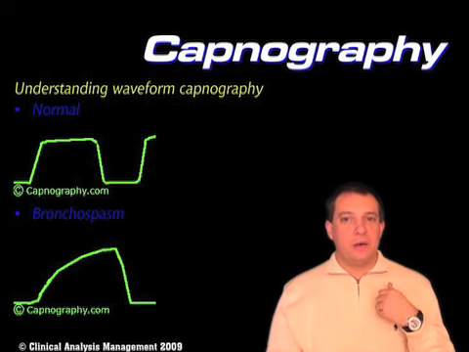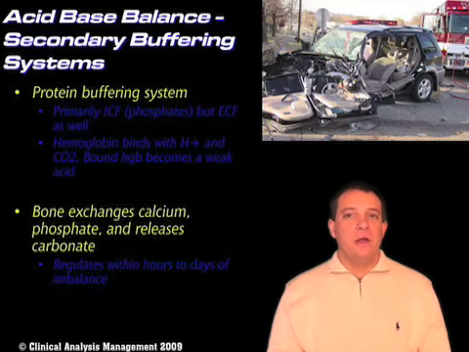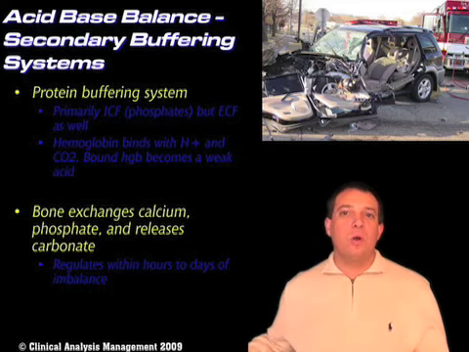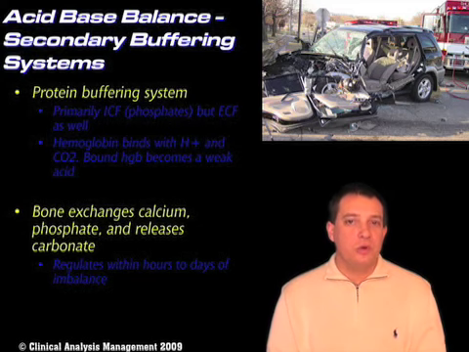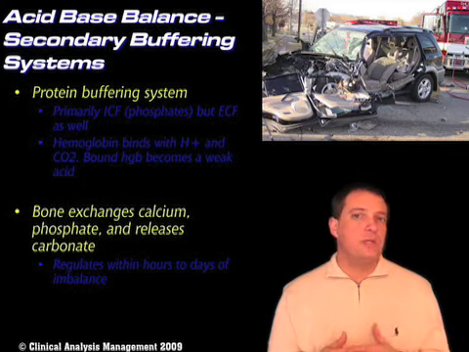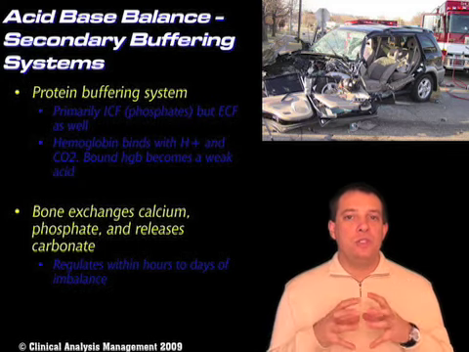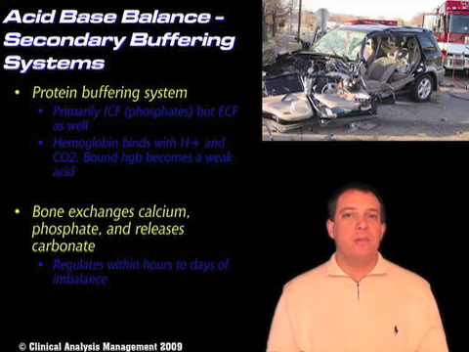Okay, so we've talked about the three primary buffer systems, and we've talked a little bit about capnography. Now let's talk about the other buffer systems that are out there. There's two other buffer systems, actually there's three other buffer systems that can play a role in our acid-base balance. One of the other buffer systems aside from our three primary ones is the protein buffering system. Remember that proteins in the body tend to be somewhere between neutral and slightly negative. So when you have lots of protein in your body, you have this intrinsic ability to buffer lots and lots of acid.